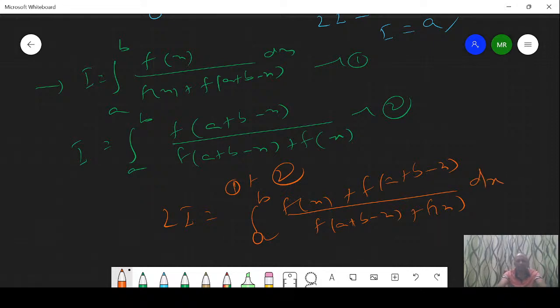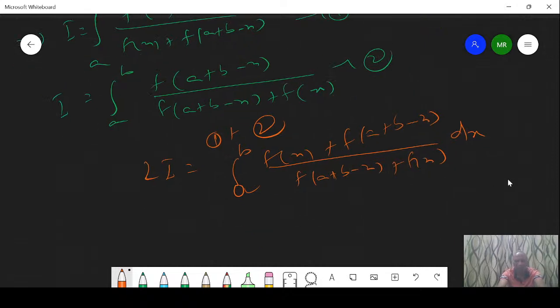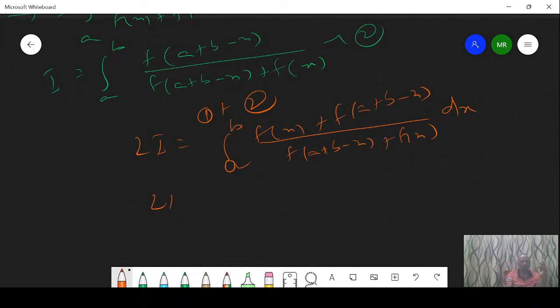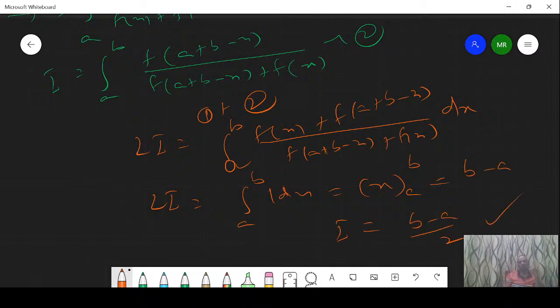So same thing you can think now. You will get 2I is equal to integral a to b 1 dx. This will come x, from a to b, this will be b minus a. So I is equal to b minus a by 2. Like that you can remember. Standard problems, the answer will come b minus a by 2. Correct.